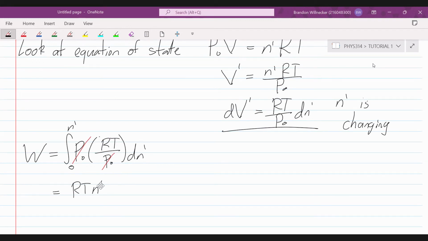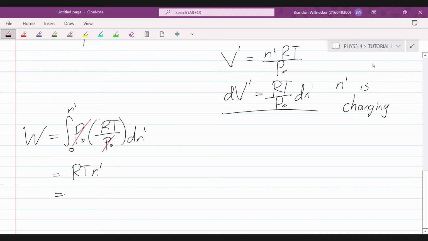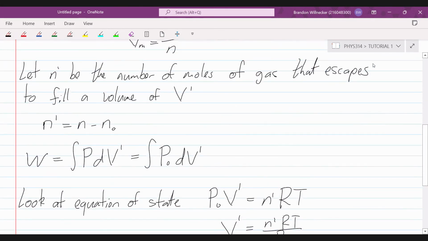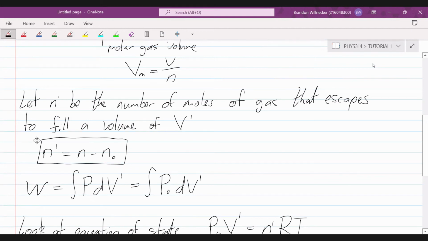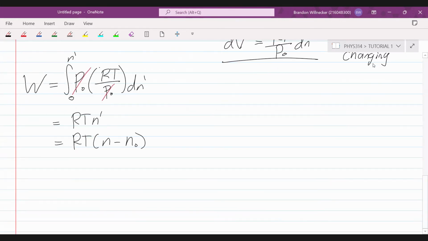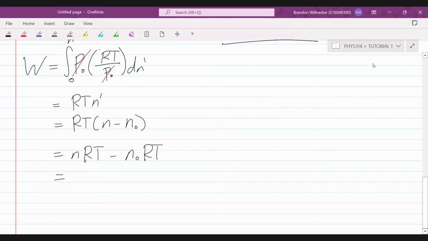Now N prime was the number of moles that escaped. So this is going to be RT times N minus N naught, from our expression at the top. Let's multiply through by RT. So we're going to get nRT minus N naught RT. But that should look familiar. Remember your PV equals nRT. So this first one, nRT, is going to be PV. N naught RT is going to be P naught V.